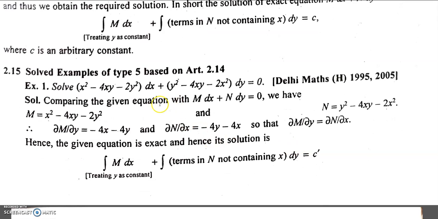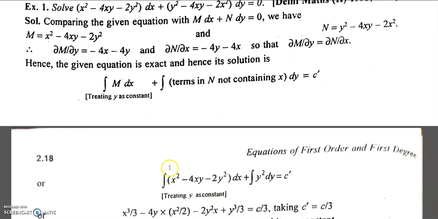Okay, so here is a solved example. So this is our M(x,y) dx plus N(x,y) dy. So what is our M? M is this and N is this. Next, calculate ∂M/∂y and ∂N/∂x. Now we see that these two are equal. That means ∂M/∂y is equal to ∂N/∂x, so the equation is exact. Now the given equation is exact, hence its solution is the integral of M dx treating y as constant plus the terms in N not containing x, dy, equal to c dash.